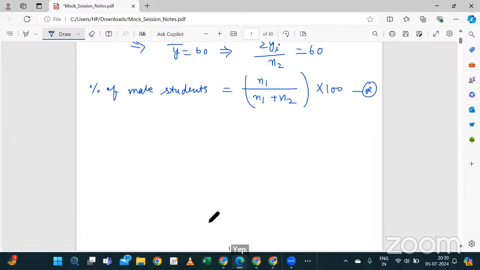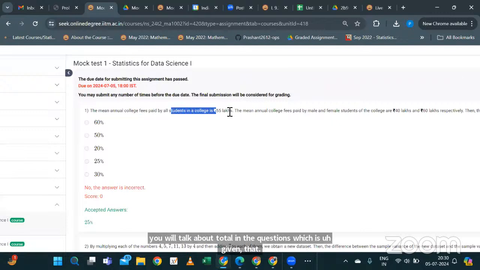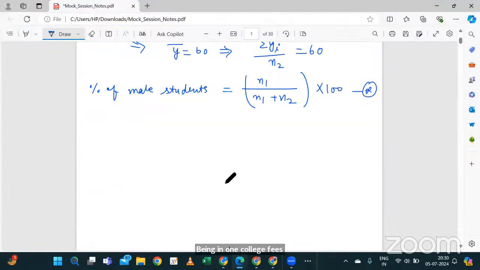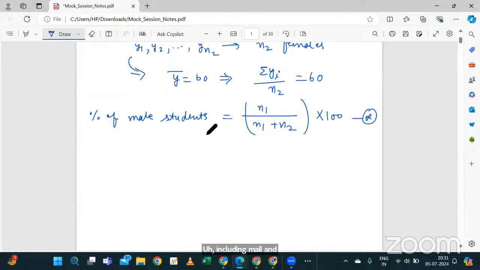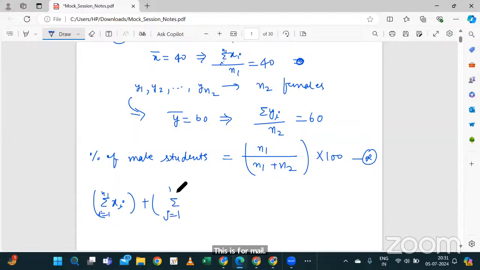If you talk about the total mean, in the question it is given that the mean annual college fees paid by all the students is 55 lakh. So it's talking about all the students, that means including male and including female. So I will write the summation of xi, i from 1 to n1, this is for male, plus the summation of yj, j from 1 to n2, divided by n1 plus n2, is 60. Oh no, sorry, 55 lakh.